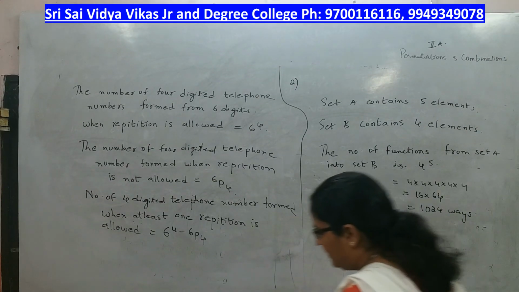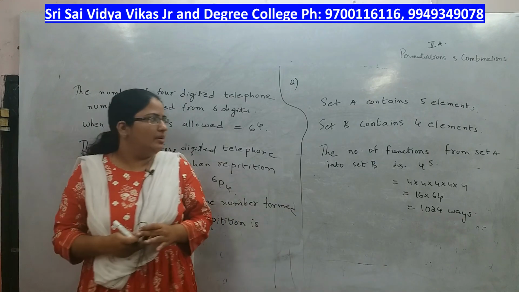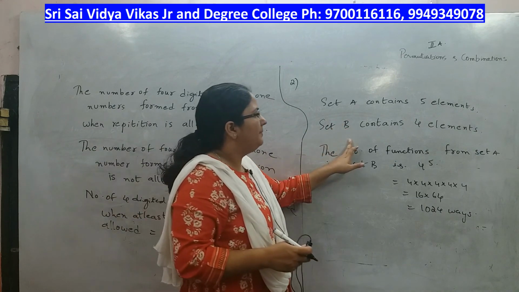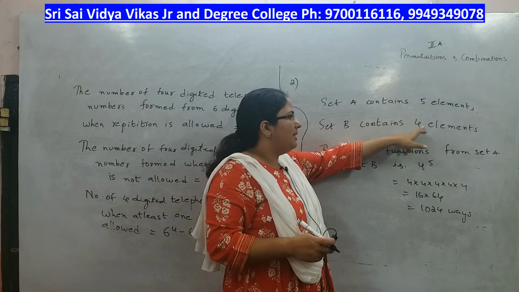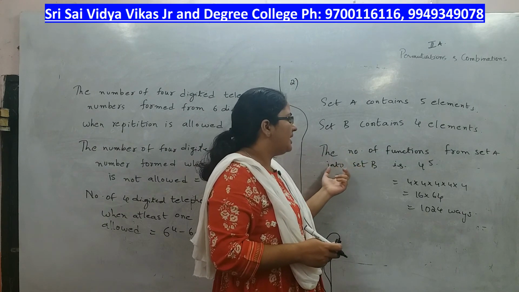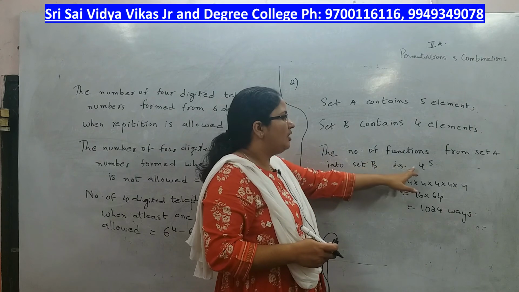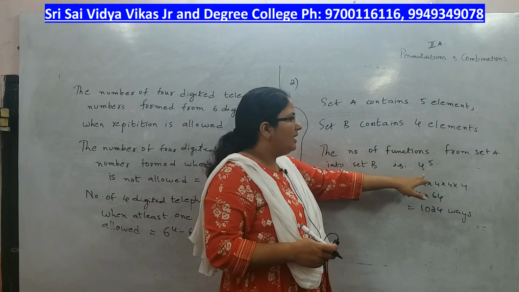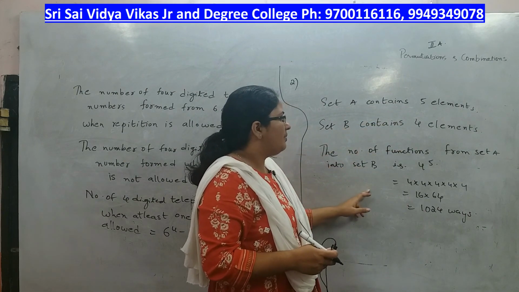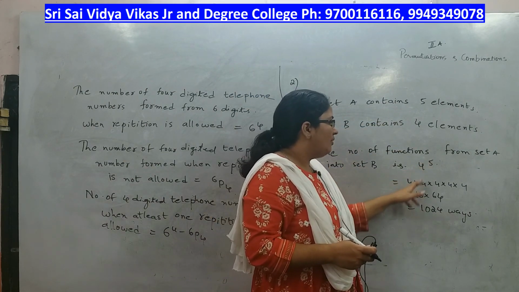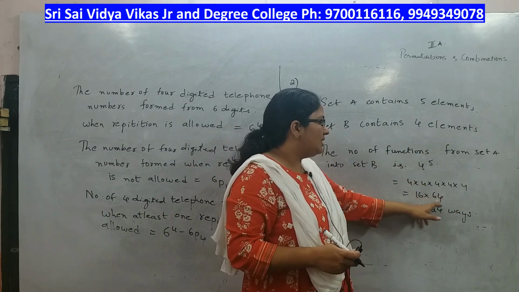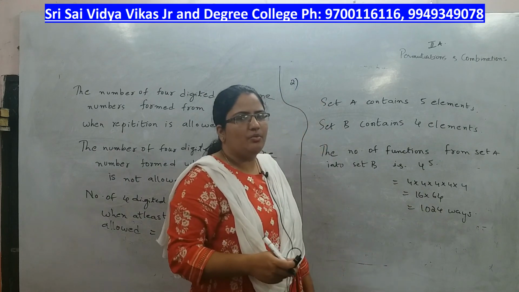Here is the next problem for today's class. You are given two sets, set A and set B. Set A contains 5 elements, set B contains 4 elements. We have to find the number of functions from set A into set B, that is n(B) power n(A). Here set B has 4 elements, set A has 5 elements. So the total number of ways possible is 4 power 5 ways. 4 power 5 is 4 into 4 into 4 into 4 into 4. That is 16 into 64, which is 1024 ways.